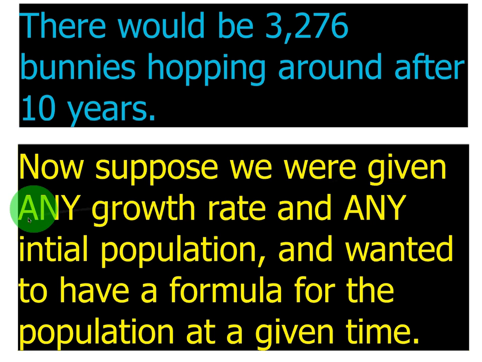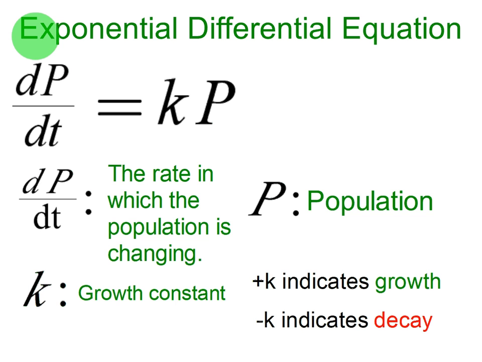Now suppose we were given any growth rate and any initial population and wanted to have a formula for the population at a given time. So let's talk about money like we did before, or any kind of amount in general where the rate at which it's increasing or decreasing is proportional to the amount that's in there. This is how we would do it. Now I'm going to show a formal proof later, but for now I'll just explain it this way.